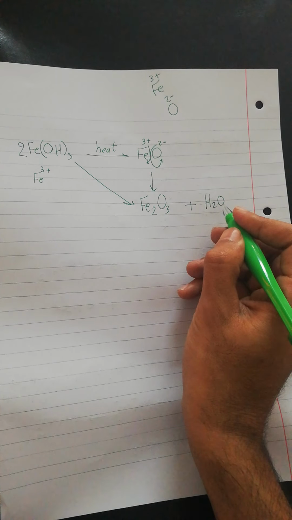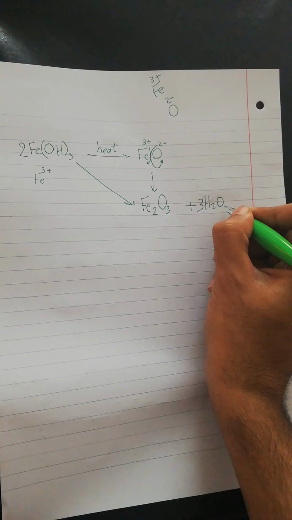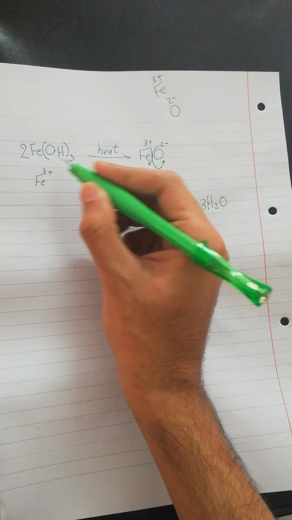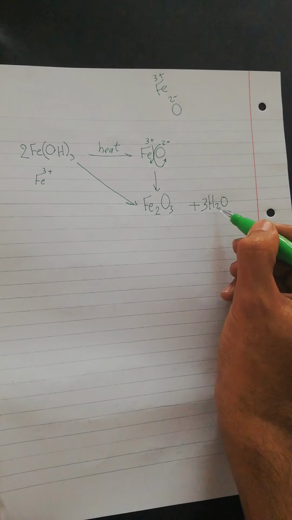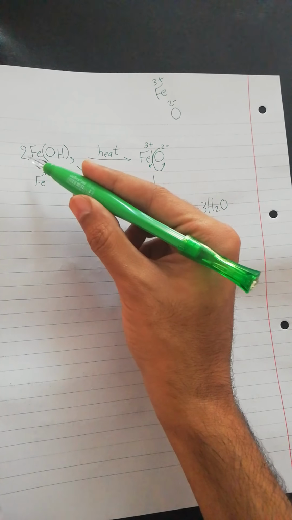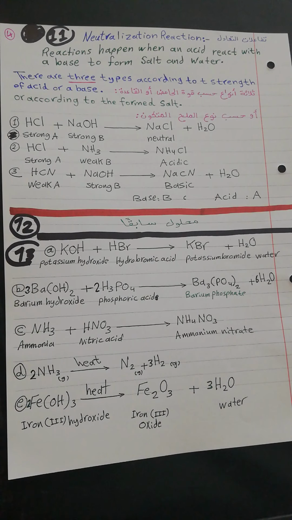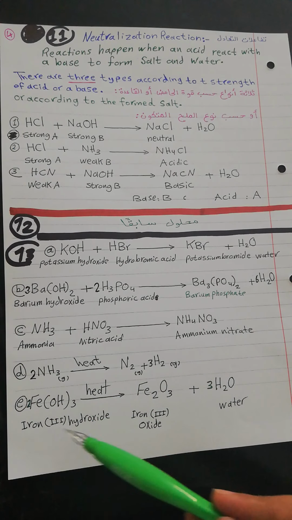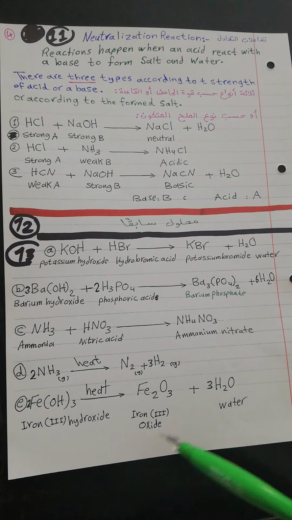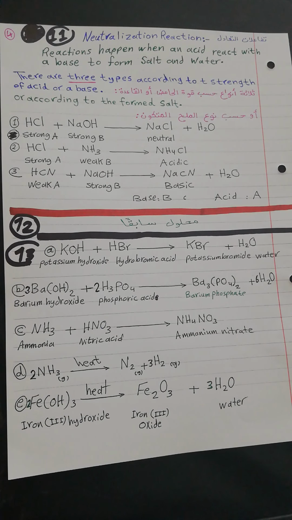How can I make 1 into 3? By multiplying by 3, because 1 multiplying by 3 is 3, and 3 multiplying by 2 is 6. And oxygen here, 1 multiplying by 3, 3, multiplying by 2, 6. The oxygen is balanced. So the hydrogen: 2 multiplying by 3, 6. And here hydrogen: 1 multiplying by 3, 3, multiplying by 2, 6. The equation is balanced. So when Fe(OH)3, or iron 3 hydroxide, is heated, it will give me iron oxide, iron 3 oxide, and water.